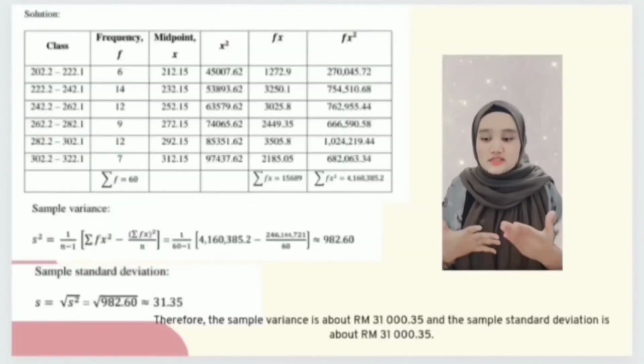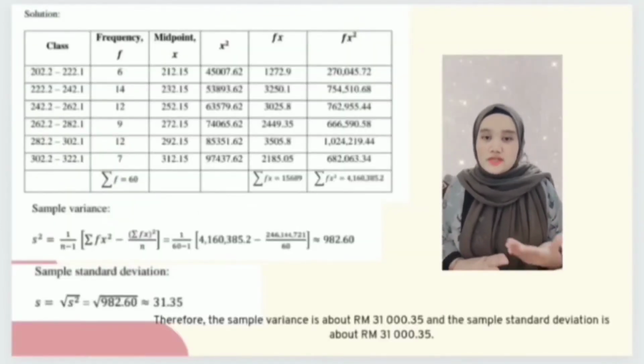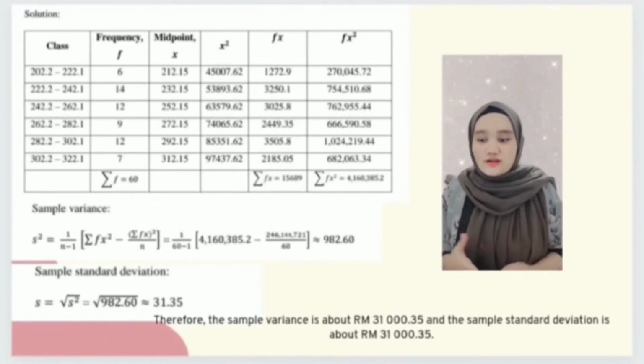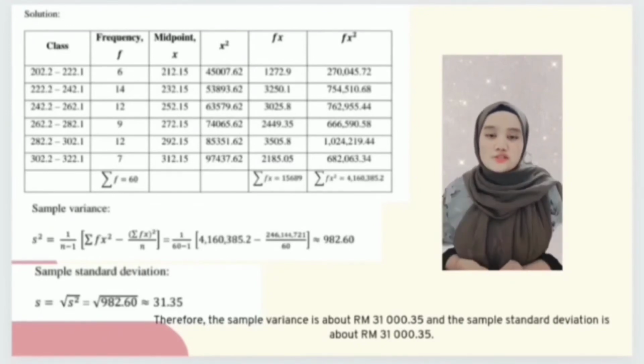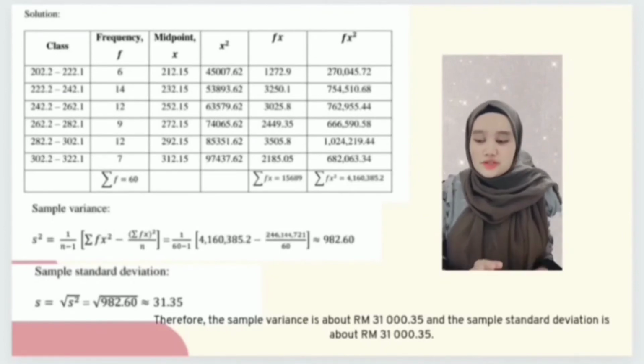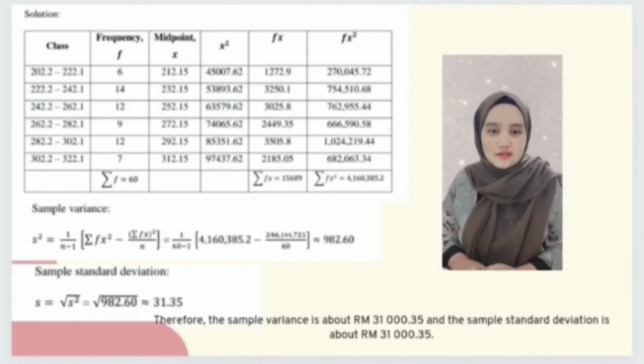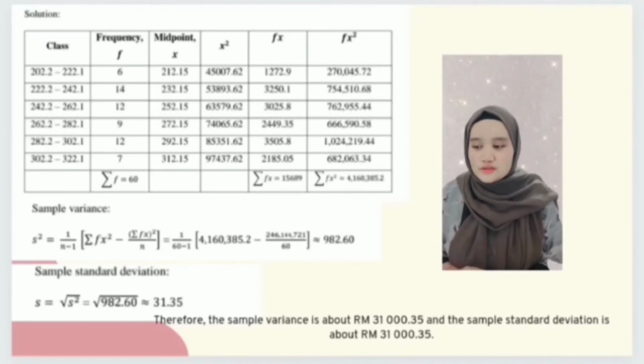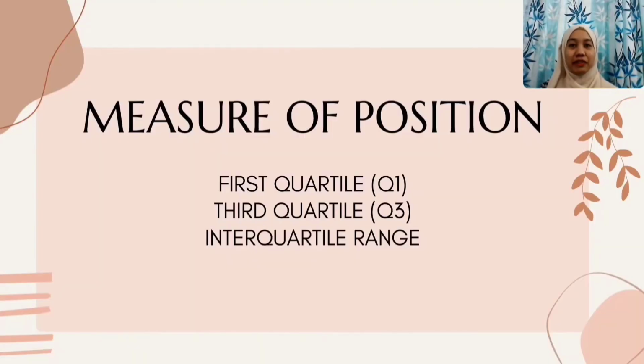In the slide, you can see the table of class, frequency or f, midpoints or x, fx and fx square. The solution for the sample variance is equal to 982.60. The solution for the standard deviation is the square root of 982.60, which equals 31.35. Therefore, the sample variance is about RM 31000.35 and the sample standard deviation is about RM 31000.35. For the measure of position, we will find the value of the first quartile, third quartile, and interquartile range.